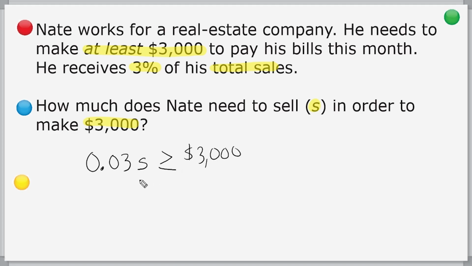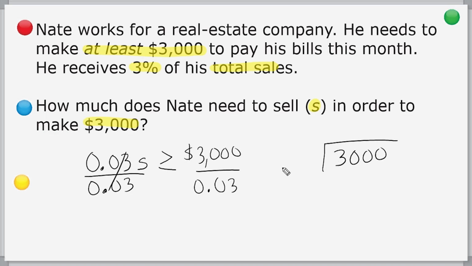Now, because we have a multiplication inequality, all we have to do is the inverse to solve. So we're going to divide both sides by 0.03. So the answer is basically going to be 3,000 divided by 0.03. So we're going to divide 3,000 by 3 hundredths.